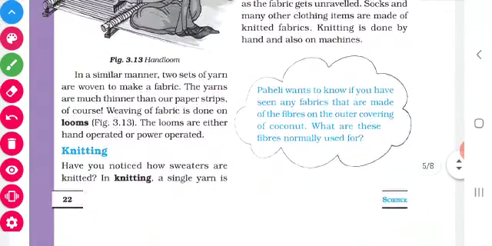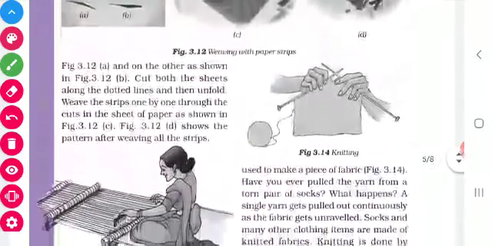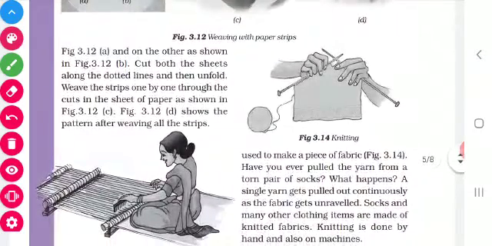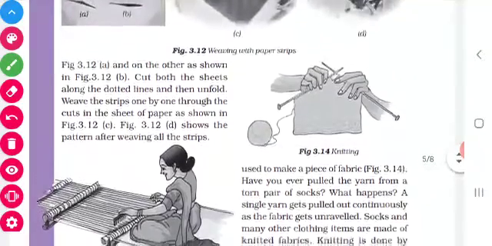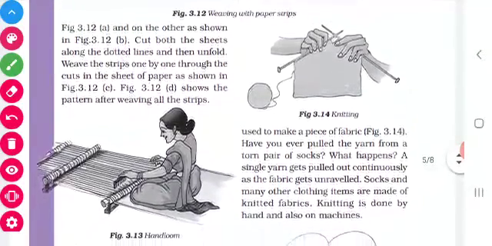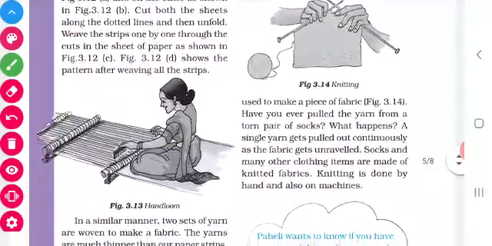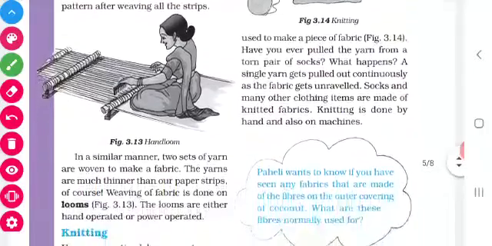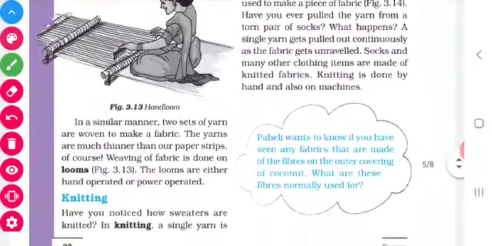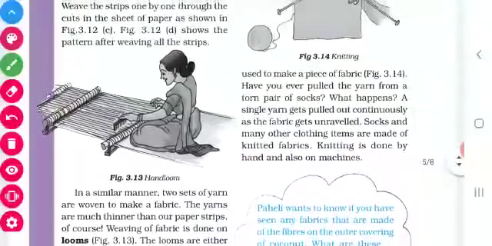The next one is knitting. In knitting, a single yarn is used to make a fabric. See the figure. They are taking the single yarn and, with the help of needles, changing it into a fabric. This is knitting. It is used for socks and sweaters. Knitting is done by hand or it can also be done using machines.